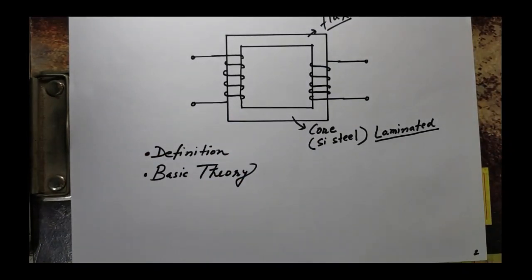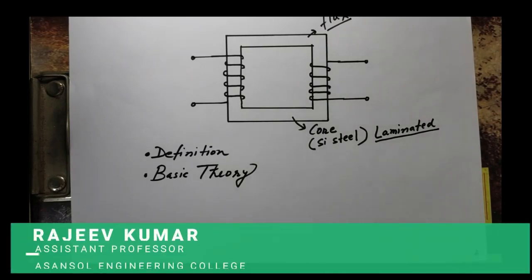Now regarding basic theory of transformer. The working principle of transformer is very simple. It depends upon Faraday's law of electromagnetic induction. Mutual induction between two or more windings is responsible for transformation action in an electrical transformer. And you know the Faraday's law of electromagnetic induction very well.